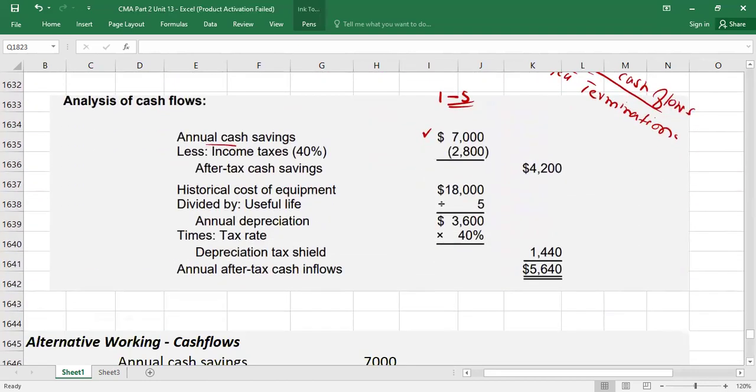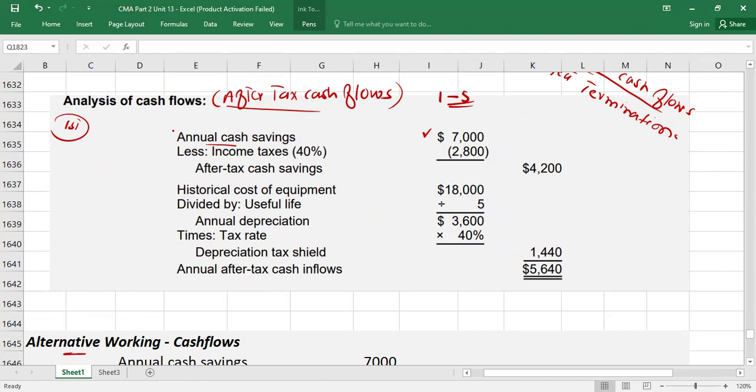So first we'll write that. What we are calculating is after tax cash flows. And these after tax cash flows should include the effect of taxation and also the effect of depreciation, whatever tax saving you will get on the depreciation. So I'm going to show you two ways to find out the after tax cash flows. This is the first way. Then I'll show you an alternative working also for after tax cash flows. Okay, so here we go.